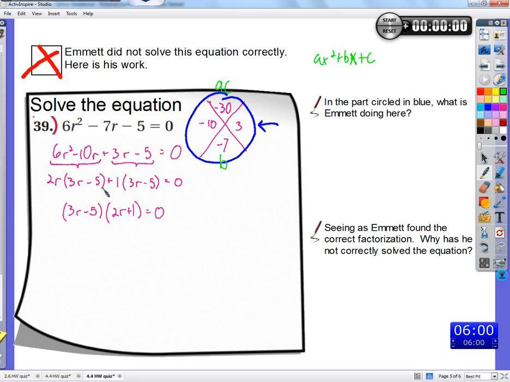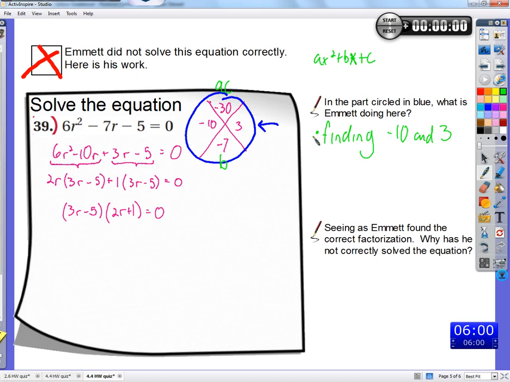So how do we know which numbers are the right numbers? How do we know negative 10 and 3? Well, this whole process tells us that. That's what this is all about. A times C, write down B, two numbers that multiply to make AC and add to make B. So he's just finding negative 10 and 3.